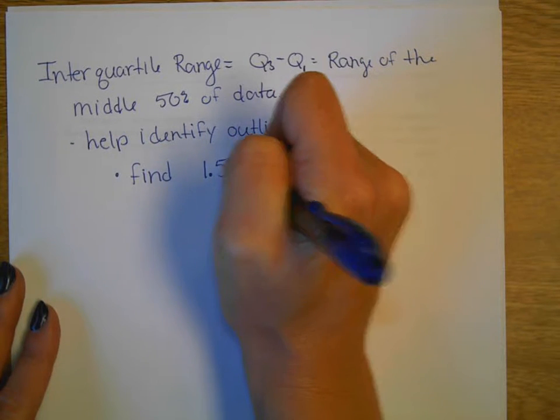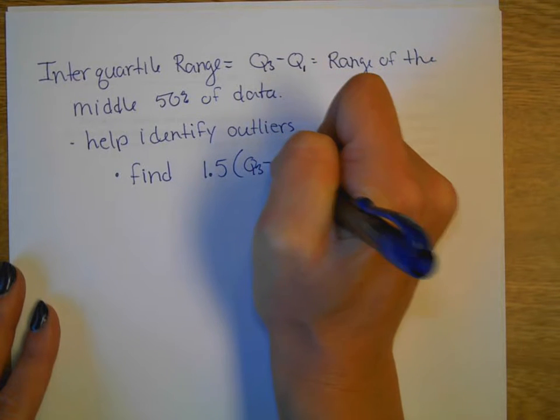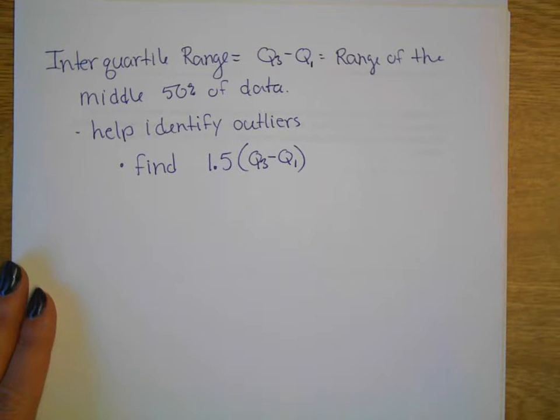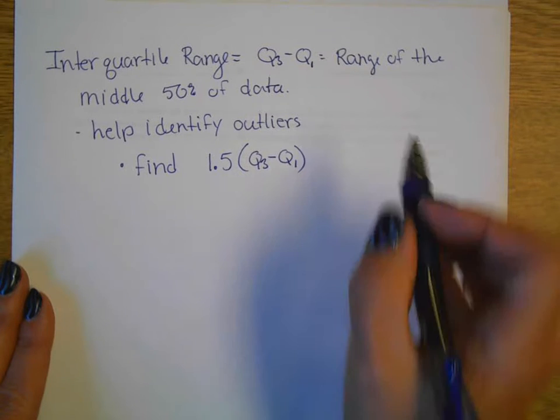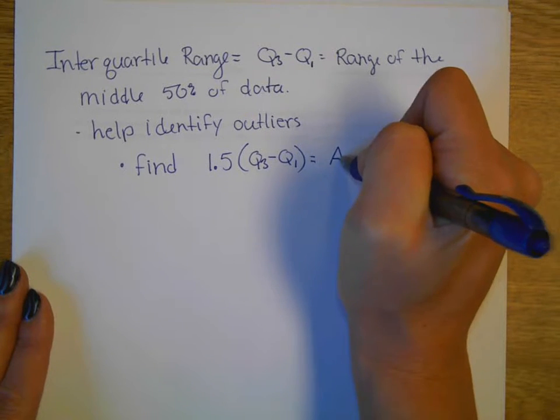1.5 times that interquartile range, Q3 minus Q1. 1.5 times that interquartile range. We're going to let this equal, I don't even know what letter to call it. Let's just call it A, an amount.